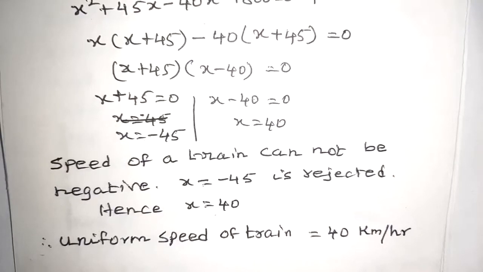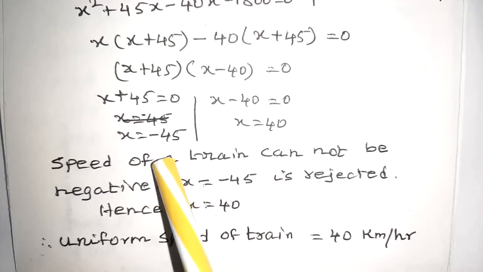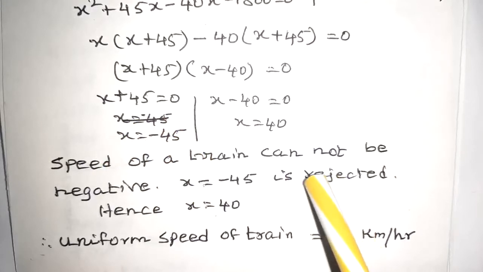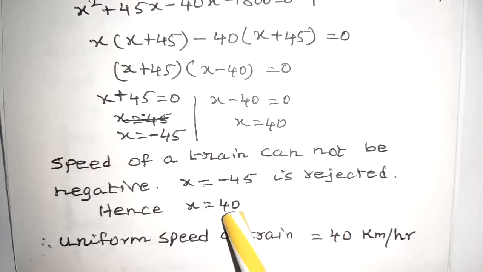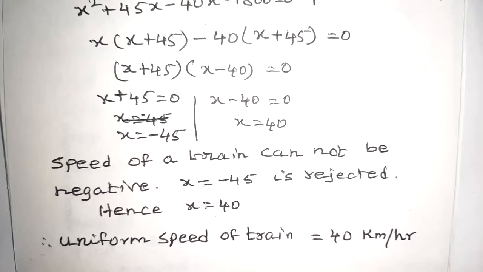But the speed of a train cannot be negative. That is, minus 45 is impossible. It is rejected. Therefore, x equal to 40 is considered. So, uniform speed of the train is 40 kilometers per hour.